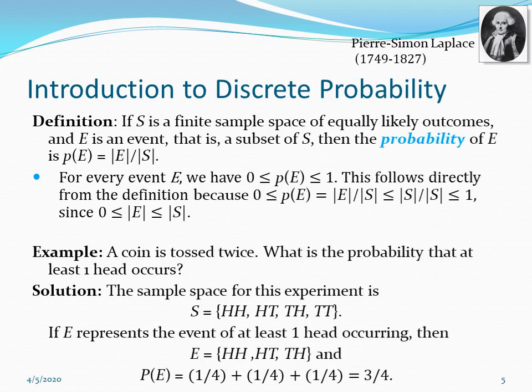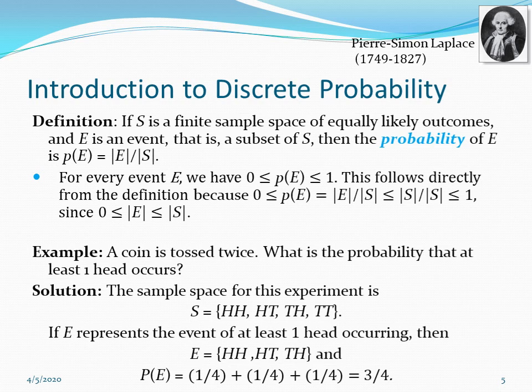Next, we would like to see how we can assign probability to any outcome or any event. So we will start with a set S. S is a finite sample space of equally likely outcomes. So we have an experiment and S is the sample space, the set of all possible outcomes. Now, when we say that the outcomes are equally likely to occur, that means every outcome has the same chance of occurring. So how do we calculate the probability of an event?